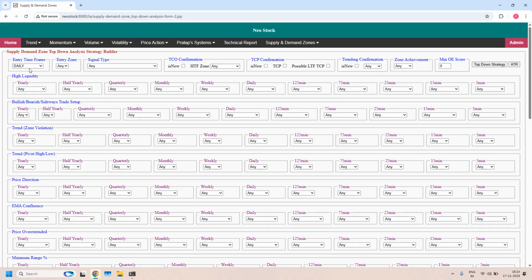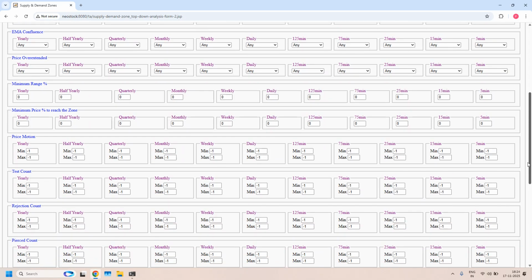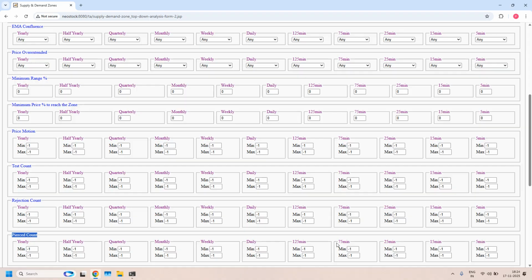For daily income trade, entry time frame zones are daily income trade sideways long trade setup. Entry time frame zones are 15 minutes demand zone. Here bullish or bearish or sideways at 15 minutes. I am selecting sideways long. Zone achievement violated opposing zone. Minimum odd enhance score 11 for sideways, and also 15 minutes demand zone should not be pierced. So in the pierced count parameter at 15 minutes time frame, I am setting minimum value 0, maximum value 0.